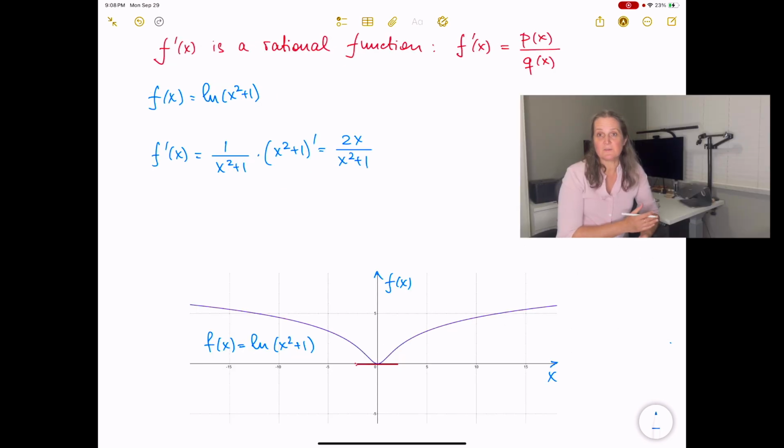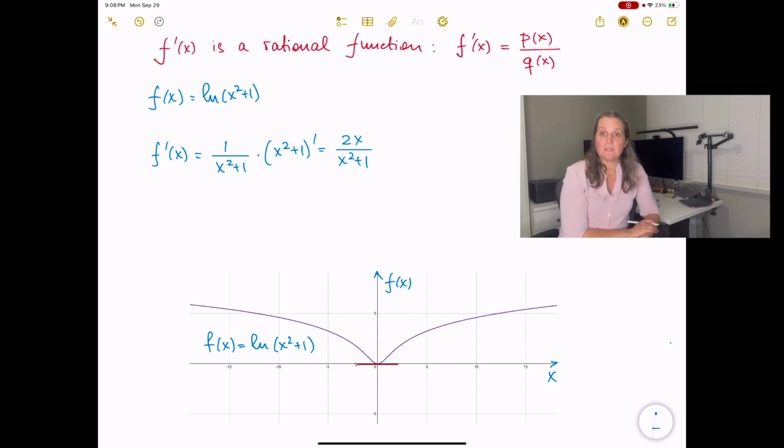Now let's consider a different function where after differentiation we have a derivative written as a fraction. In this particular case, we have a polynomial in the numerator and a polynomial in the denominator. If f of x is equal to the natural logarithm of x squared plus 1, its derivative, using the derivative of the logarithmic function and the chain rule, can be shown to be equal to 2x divided by x squared plus 1.